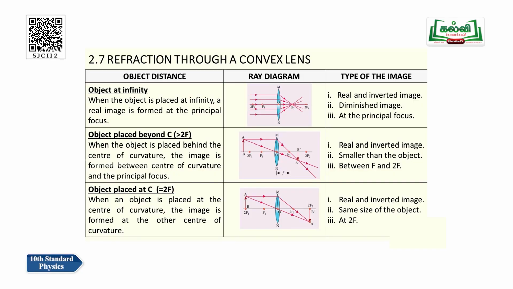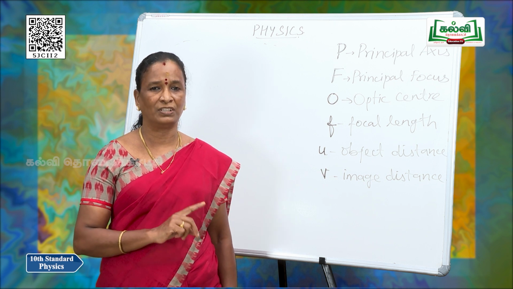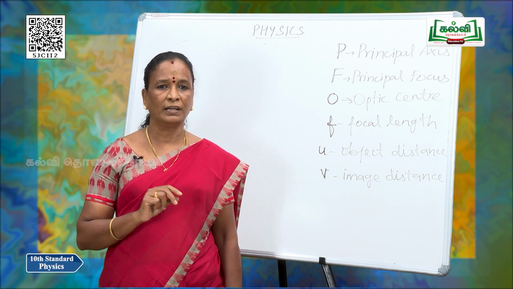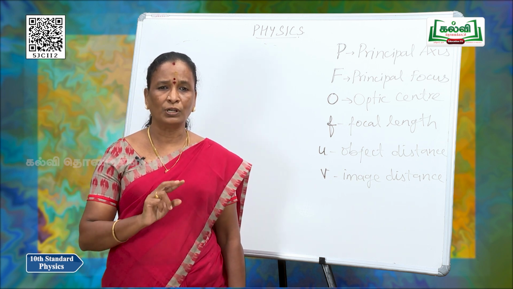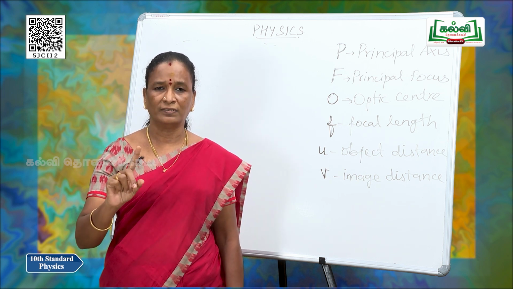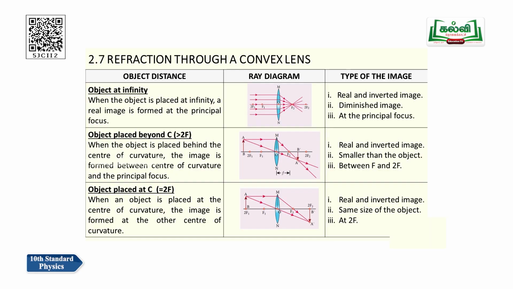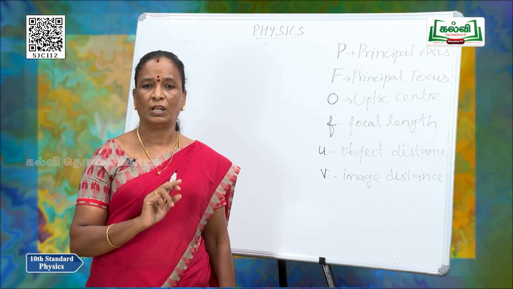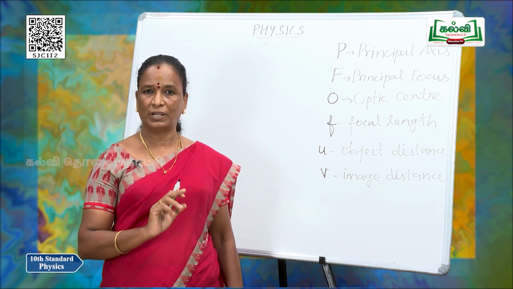The object is placed beyond 2f or C. I already explained what the center of curvature is; that is greater than 2f. If the object is placed at greater than 2f, before that, what is 2f and what is f? Before seeing this diagram, you must know what f and 2f are. Okay, I will give an example and explain it through a diagram.